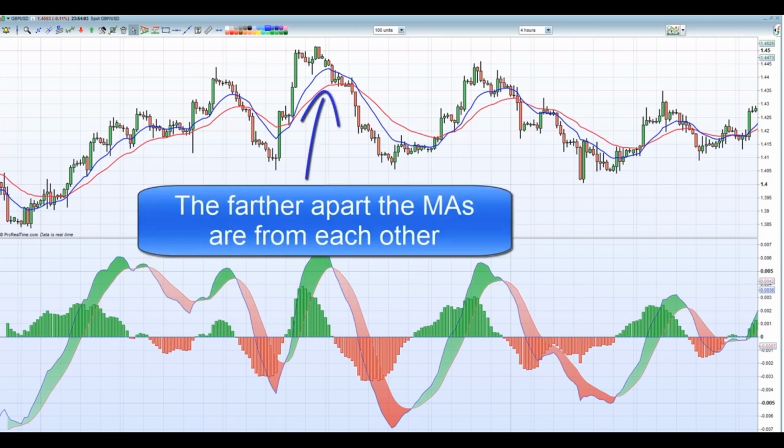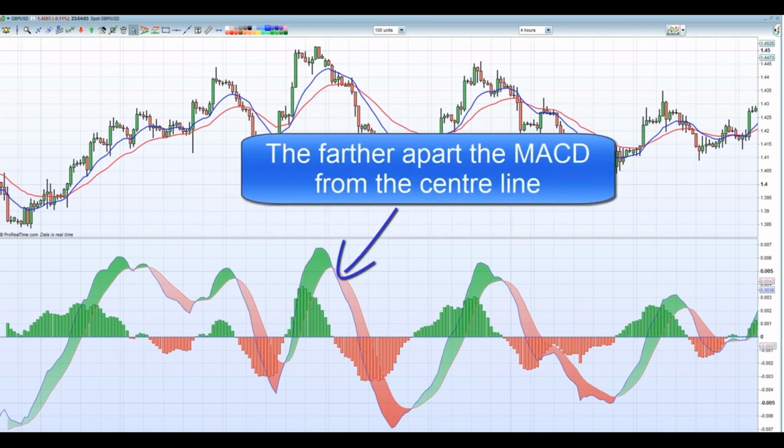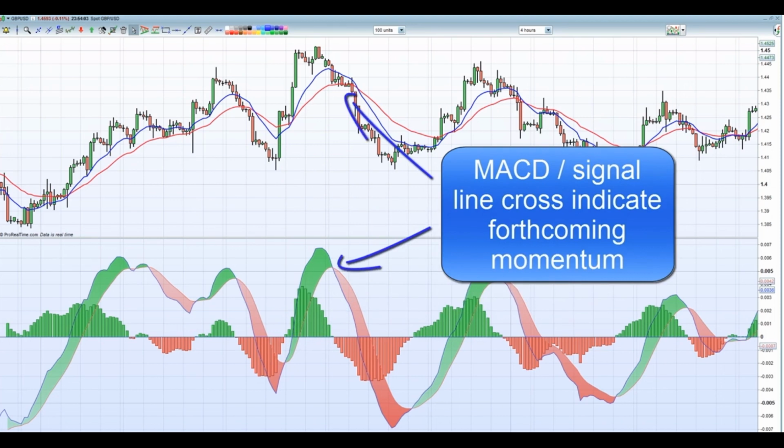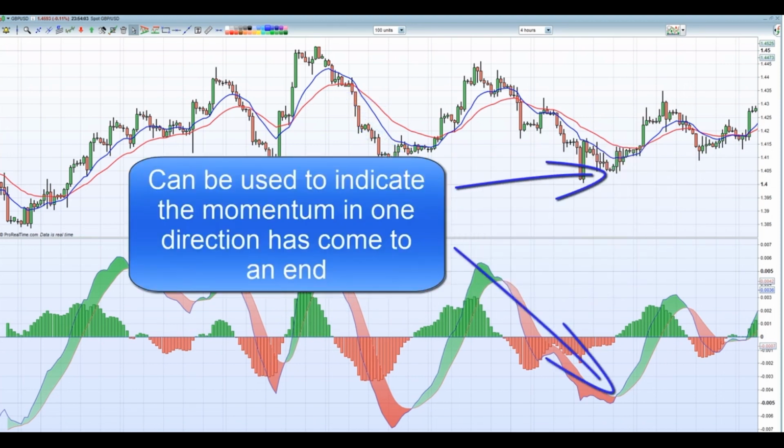The farther apart the moving averages are, and the greater the momentum, the farther away the MACD will be from the center line. Traders use MACD and signal line crosses, such as these, to indicate momentum trades. You can see how these crosses often match up with market moves. Traders also use the MACD crosses to indicate when momentum is coming out of the market, and may use it as a signal to exit a trade.